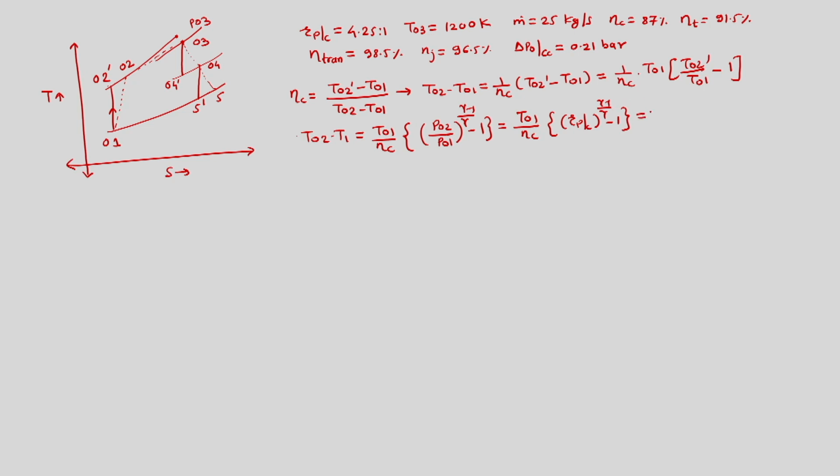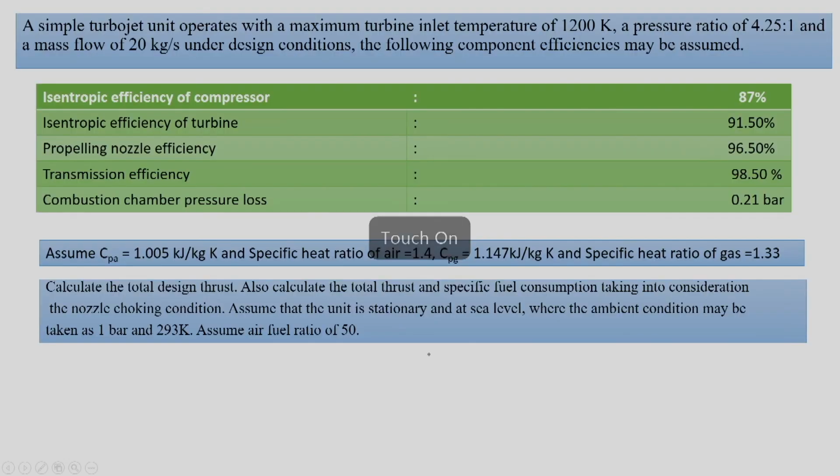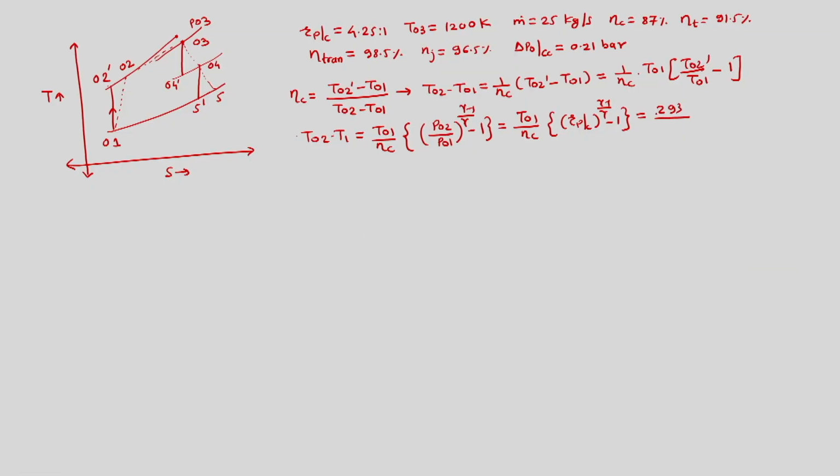So T01 is given as 293 Kelvin. This is 293 divided by compressor efficiency, which is 0.87 and into the bracket 4.25 and bracket raised to 0.285 minus 1, and this gives us T02 is equal to 465.6 Kelvin. So this is the value in reality at the exit of the compressor.